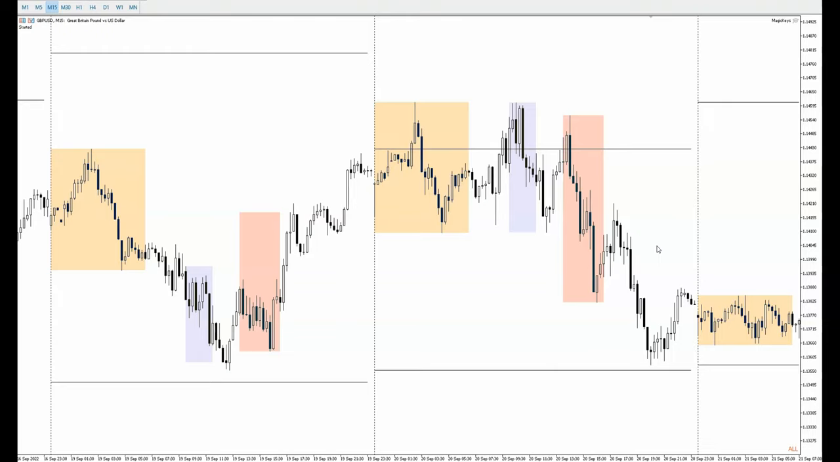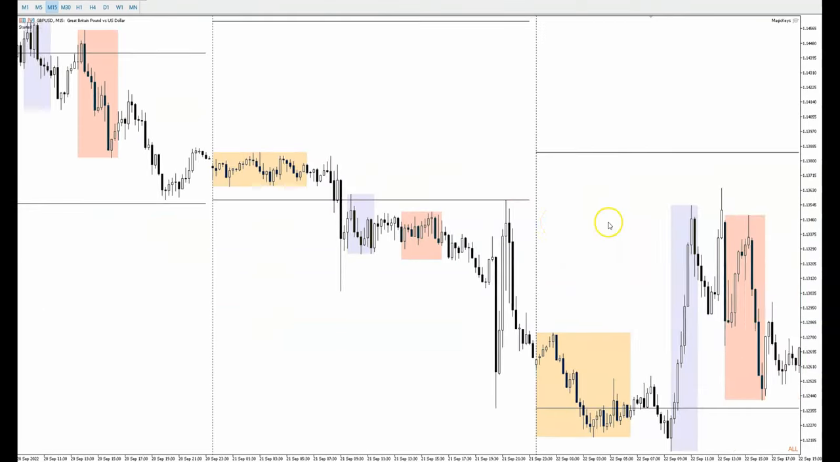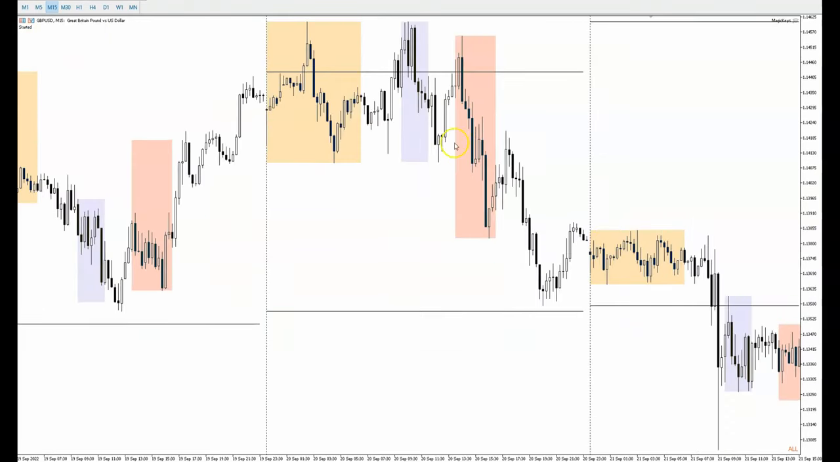When you have a playbook, all you're looking for is that playbook setup, and everything becomes a lot easier to spot and identify opportunities on a day-to-day basis, because you're no longer looking for moves, you're looking for setups. And this is very, very important. There is a huge, huge difference here. You're not looking for movement, you're looking for setups.